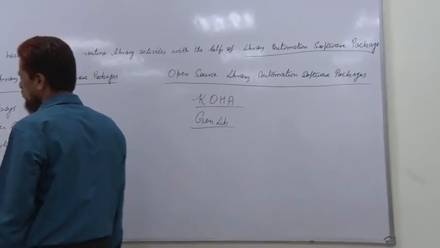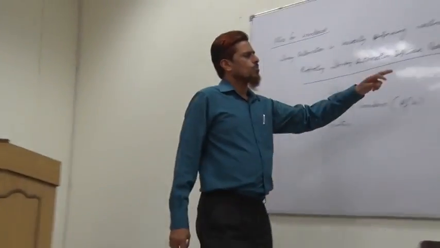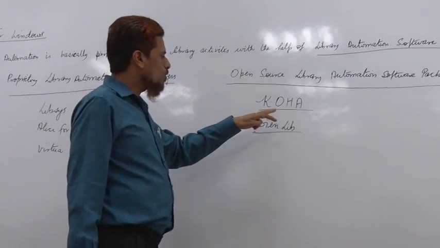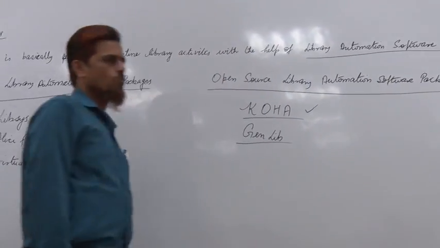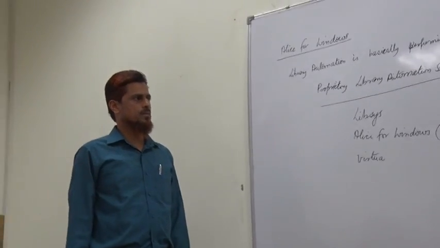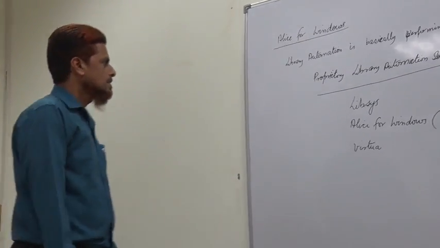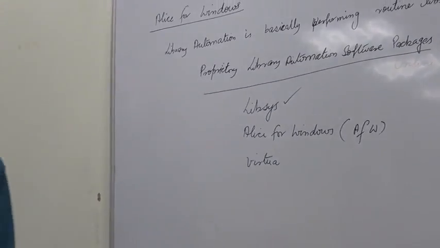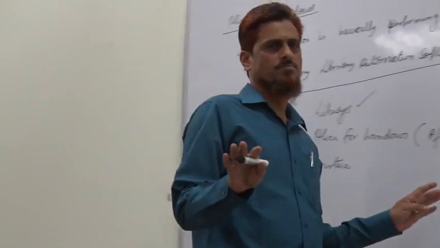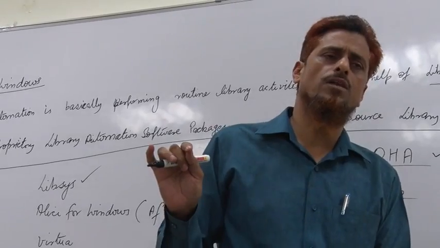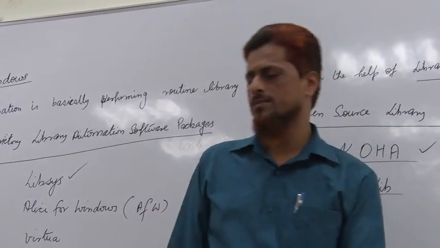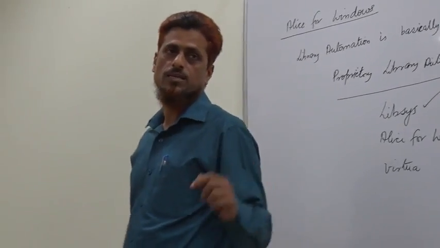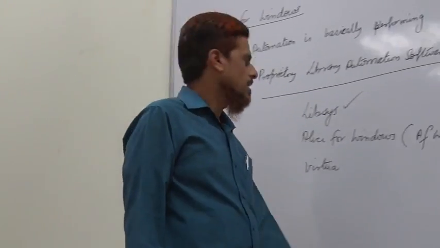Two very well-known open source library automation software packages which are widely used, not only all over India but all over the world, particularly Koha. Koha is quite popular all over the world as far as open source library automation software package is concerned. Then in the Indian scenario, Libsys is the most used software all over the country. Some of the installations of Libsys are done abroad also. Say for instance, Holland University is using Libsys software. Then one site in Costa Rica is also using Libsys.